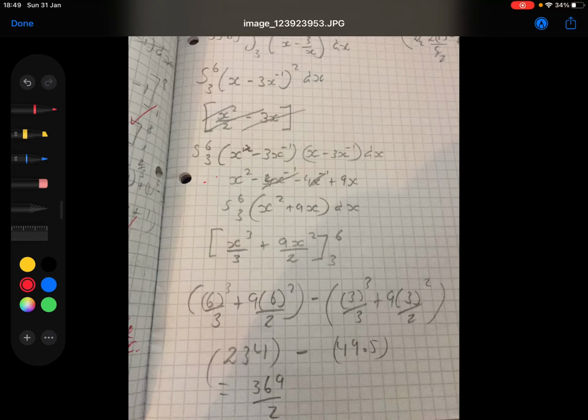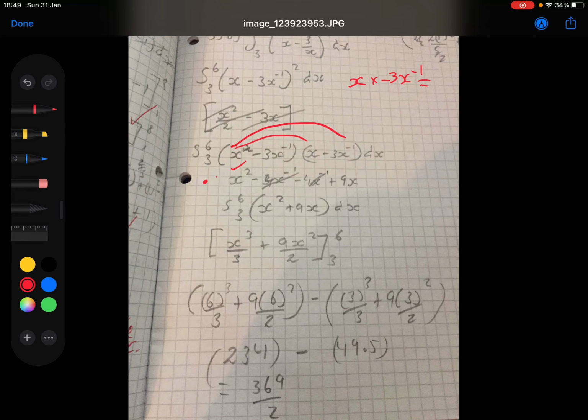Okay, the issue here is the way you've expanded the brackets there. The x times x is x squared, that's good. Then the x times minus 3x to the minus 1. Let me just write that out.